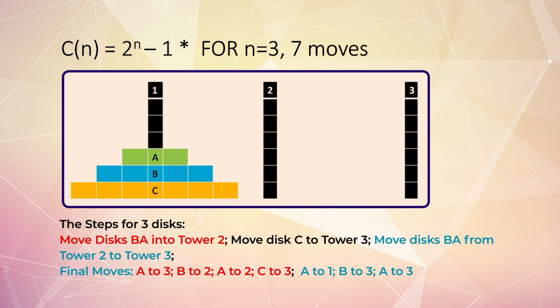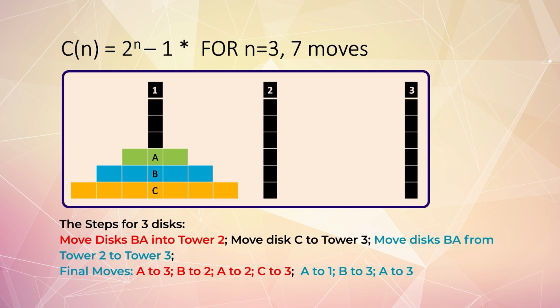Then move C to tower 3, and thereafter move the BA which we have moved, from tower 2 to tower 3. Now how will these activities be performed? Our objective is to move A and B, A on the top, B at the bottom, from 1 to 2. So how are we going to do that?